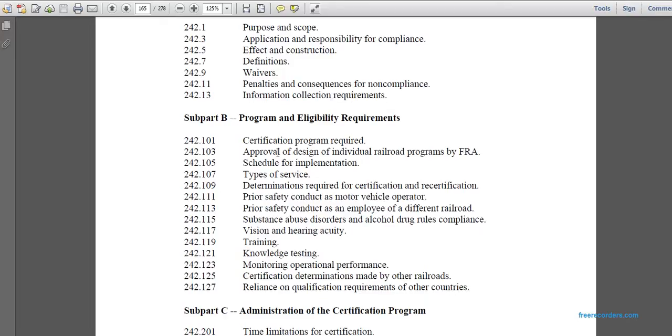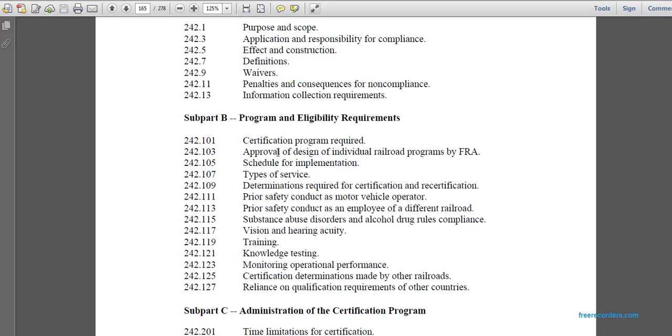242.103 Approval of design of individual railroad programs by FRA. 242.105 Schedule for implementation. 242.107 Types of service. 242.109 Determination of certification required, recertification. 242.111 Prior safety conduct as a motor vehicle operator. 242.113 Prior safety conduct as an employee of a different railroad.